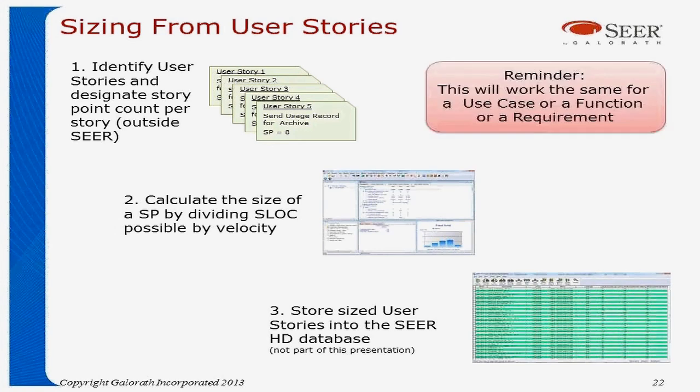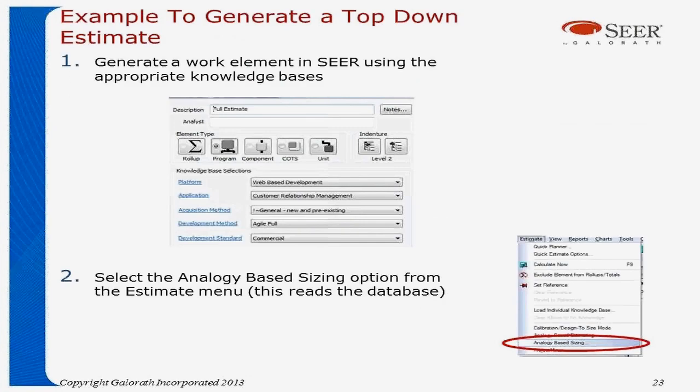But a reminder, this will work for use cases or functions or requirements, whatever it is that you're using as your input mechanism for the work that has to be performed. So then to generate a top-down estimate, we simply have to generate our work element in SEER using all the appropriate knowledge bases. Then under the estimate menu option, we select analogy-based sizing.